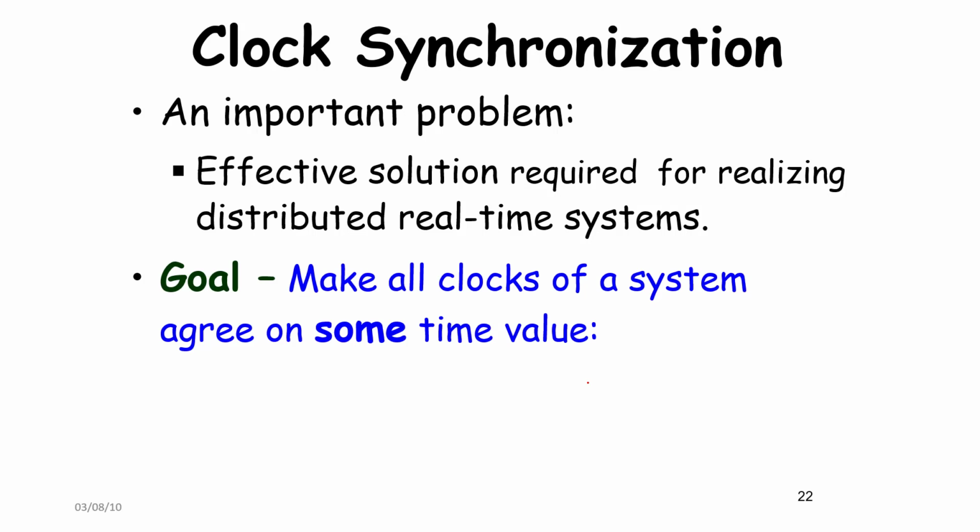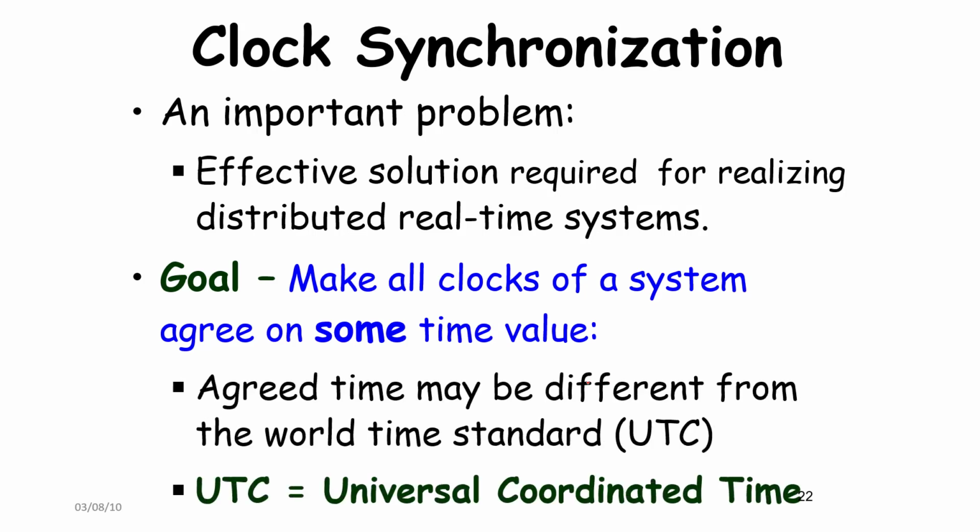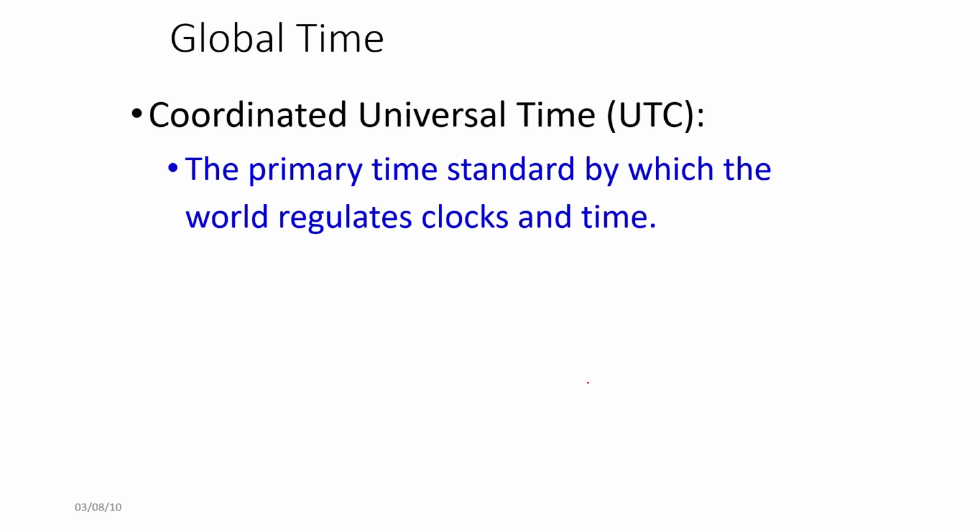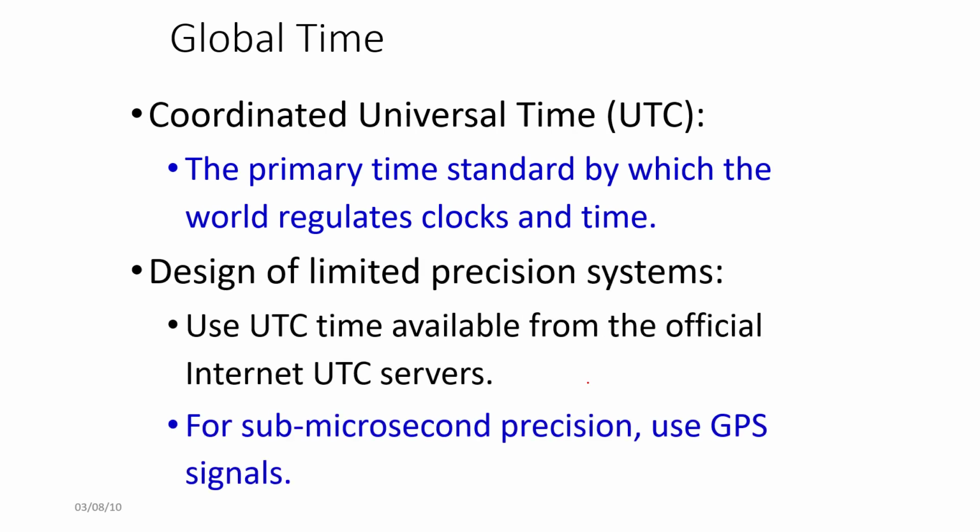So an important problem is that we need an effective solution for distributed real-time systems to ensure that all the clocks in a system agree on the same value or show the same value. As I have said, the agreed time is UTC for all the machines in the world. This is known as Universal Coordinated Time. This is the prime time standard by which the world regulates its clocks and times.